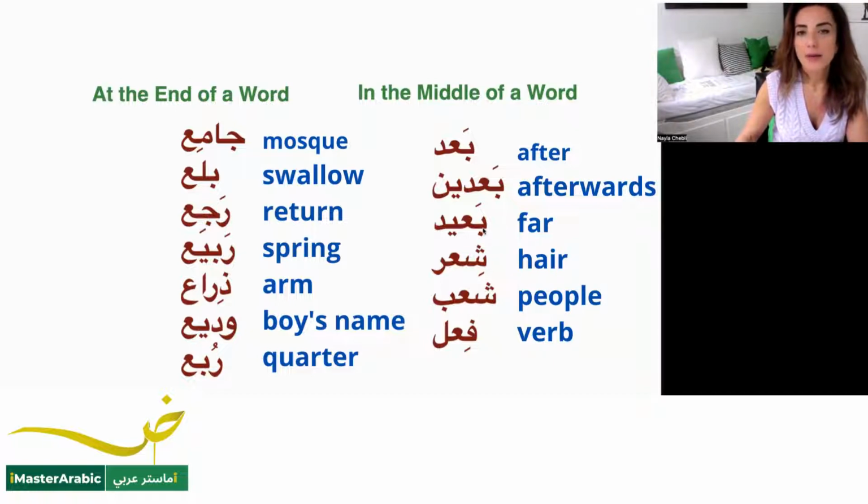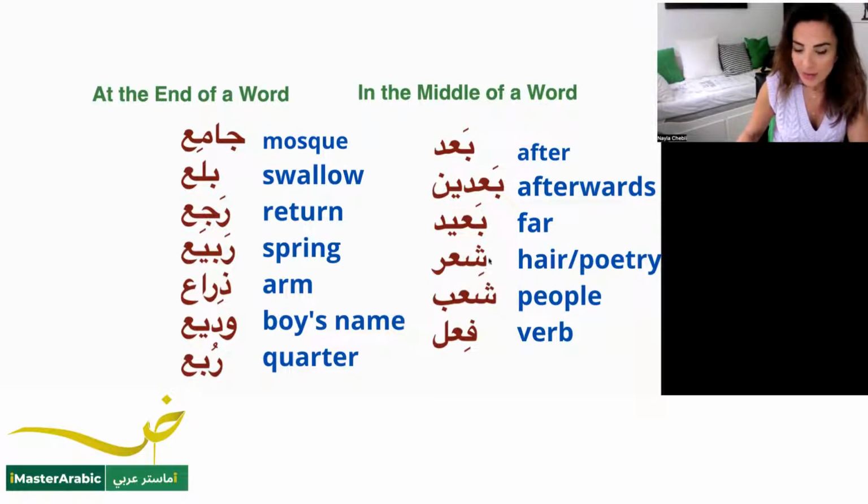Next one, far. بعيد. So if you didn't have an ayn here, look how you would pronounce it. بعيد. If there was actually a hamza, if there was a stop, بعيد. But we want بعيد. Far.